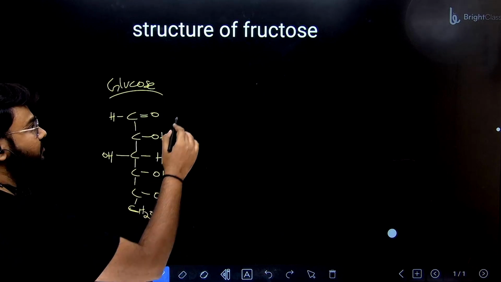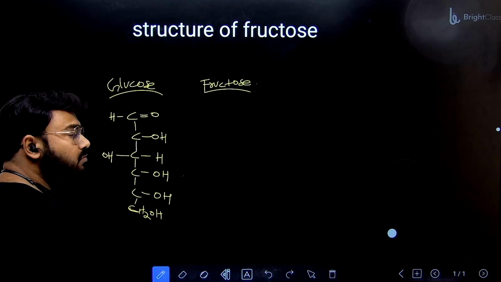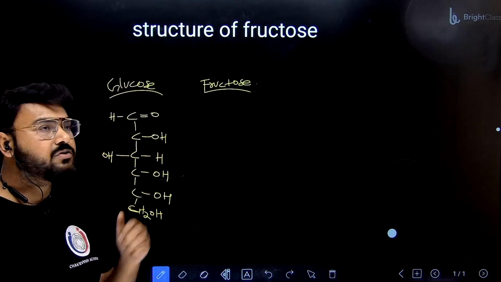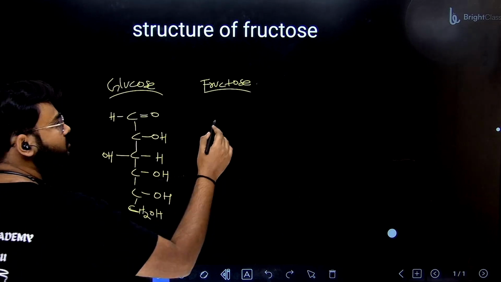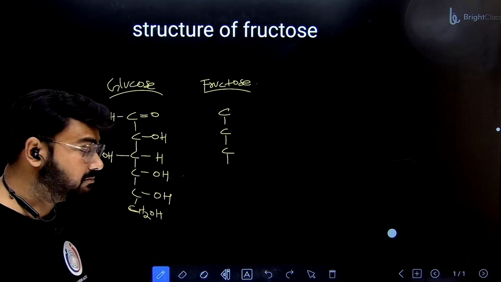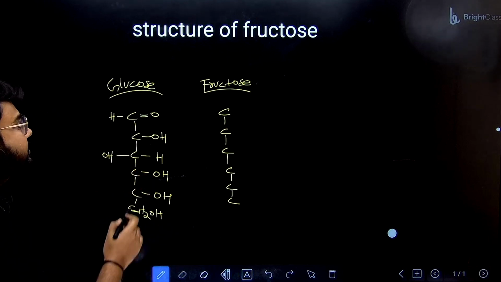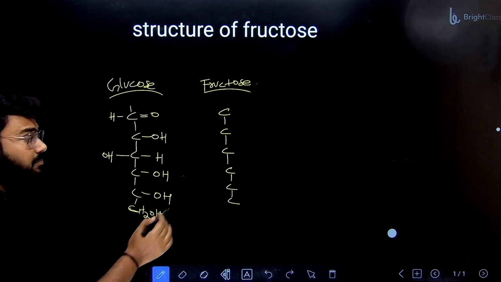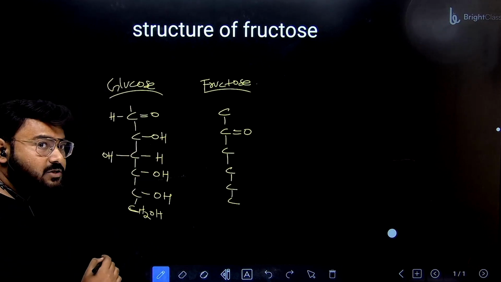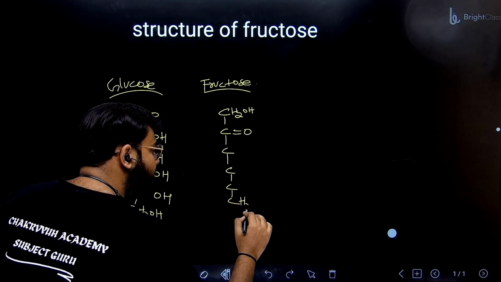Now, when we draw the structure of fructose, it is not very different. We know glucose and fructose are both functional isomers. Glucose has an aldehyde group, fructose contains a ketone group. So let's draw 6 carbons again, because the chemical formula of both glucose and fructose is the same. Now the difference is that here the first carbon was having the aldehyde group, while here the second carbon is the ketone group. So the first carbon is the same as the last one in glucose, that is CH2OH, a primary alcohol. The last one is also a primary alcohol.